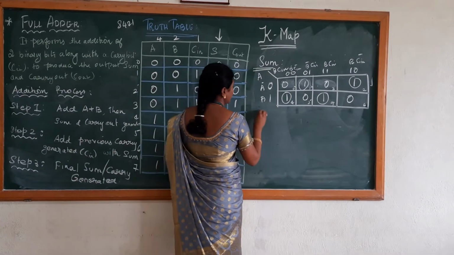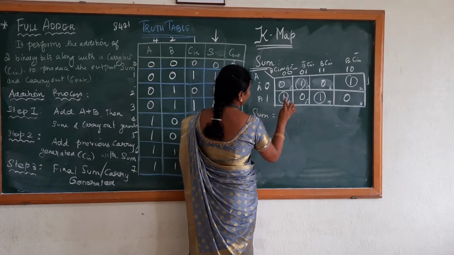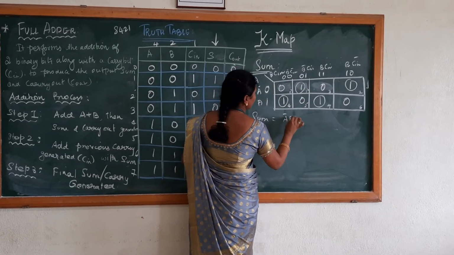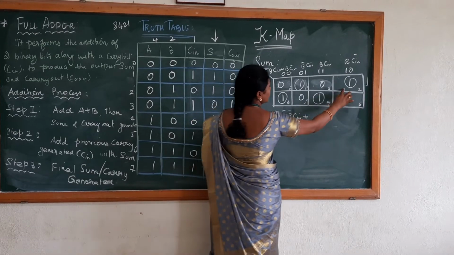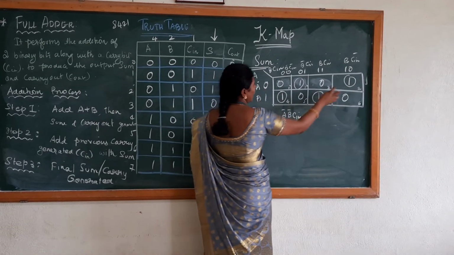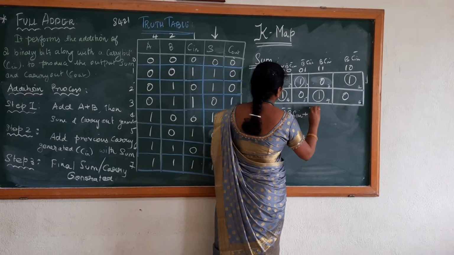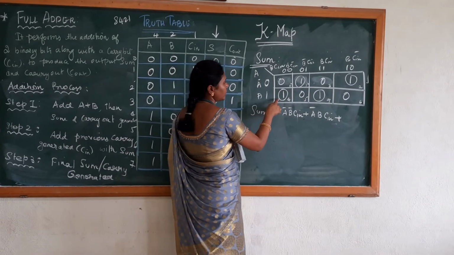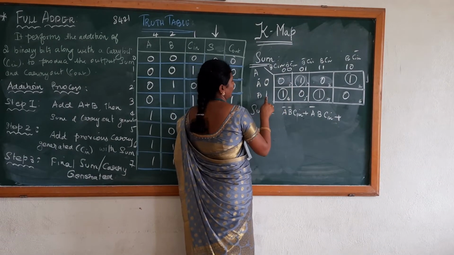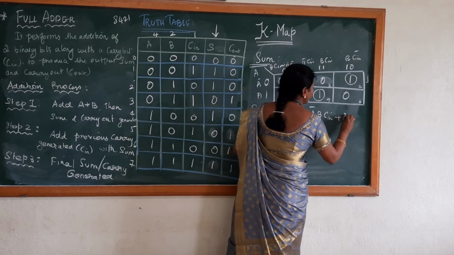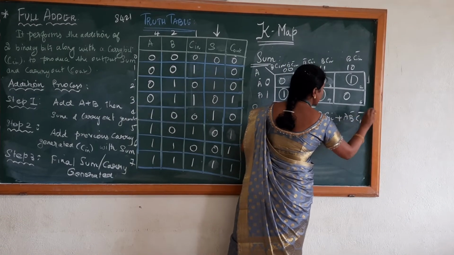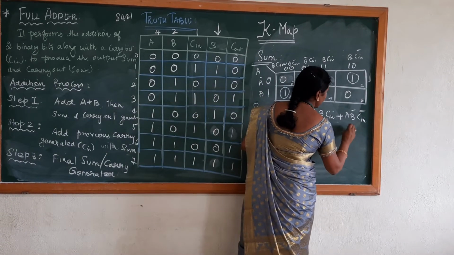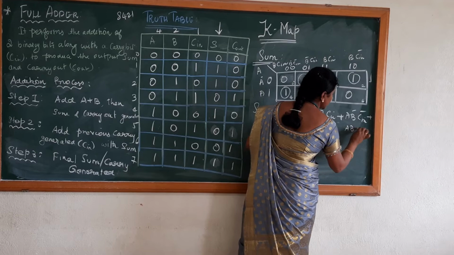So what is the sum expression? First I will start with this: A bar, B bar, Cin. Plus, what is the name of this cell? A bar, B, Cin bar. What is the value of this cell? 1, 0, 0. That means A, B bar, Cin bar. Next, the value of this cell: A, B, Cin. So plus A, B, Cin.